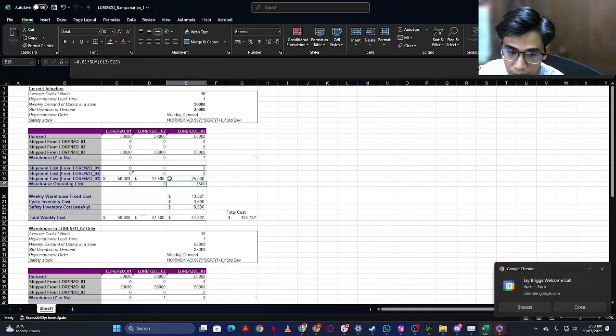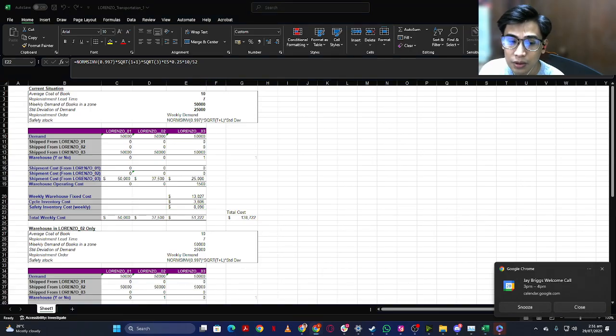Going back, before you can even get to 1,500 for the warehouse operating cost, we sum up the total demand. 50,000 per location is equal to 150,000 total, and we multiply that by 0.01, and then we get 1,500. The weekly warehouse fixed cost is taken from the provided formula. For the inventory cost, the total demand divided by 2 times 10 times 0.25 divided by 52. This gives us a value based on inventory held, cost per book, and annual holding cost rate. The safety inventory cost is calculated using a specific formula shown in Excel.